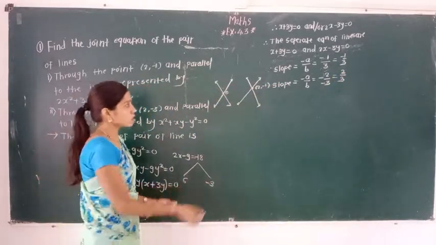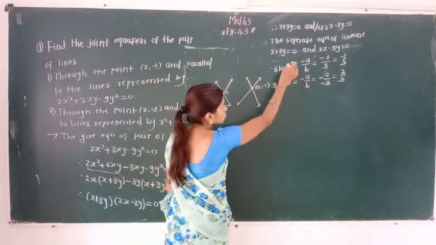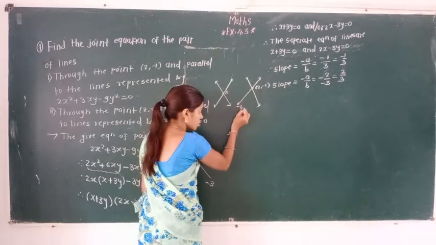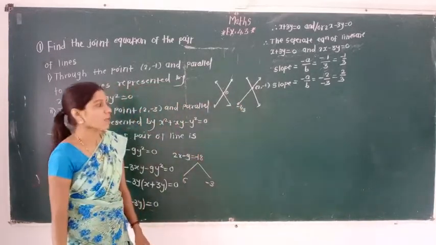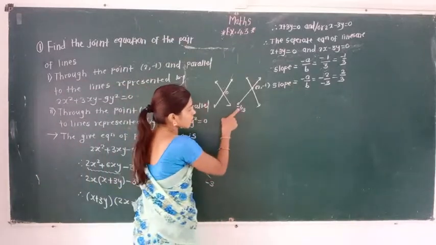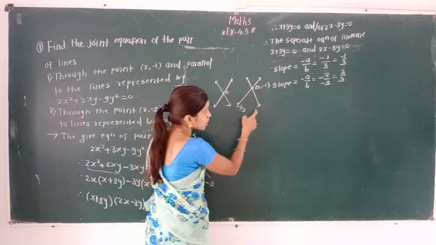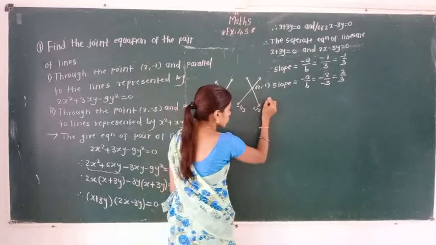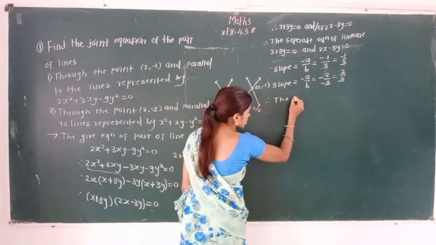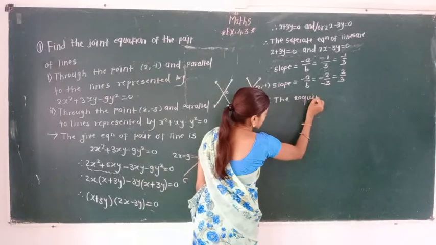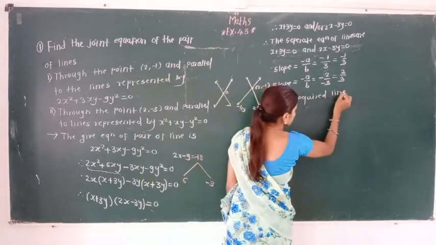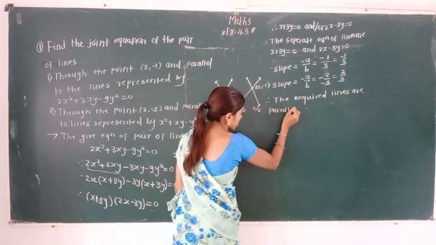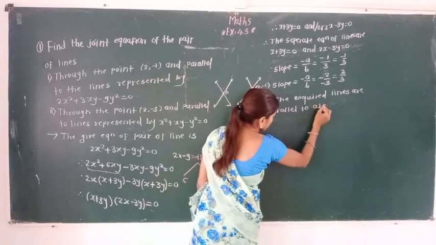Now the required lines are parallel to these two lines. We know that the slopes of parallel lines are the same. So the slope of the first required line is also -1/3, and the slope of the second line is 2/3. Therefore the required lines are parallel to the above lines.